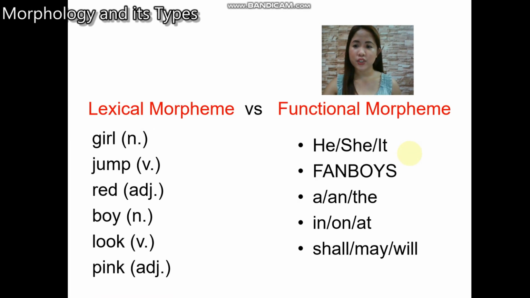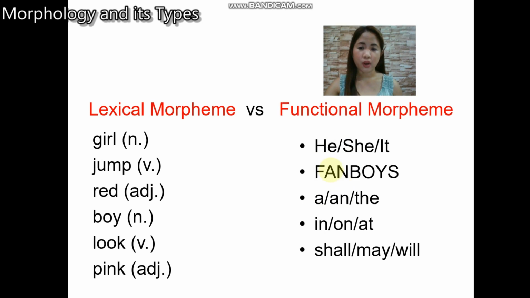Next, we have the functional morphemes. First, we have the pronouns he, she, it. Then we also have the FANBOYS. FANBOYS are included in the conjunctions. Remember that conjunctions are of three types. First, we have the coordinating, followed by the subordinating, and the third one is the correlative conjunction. FANBOYS are included under the coordinating conjunction.